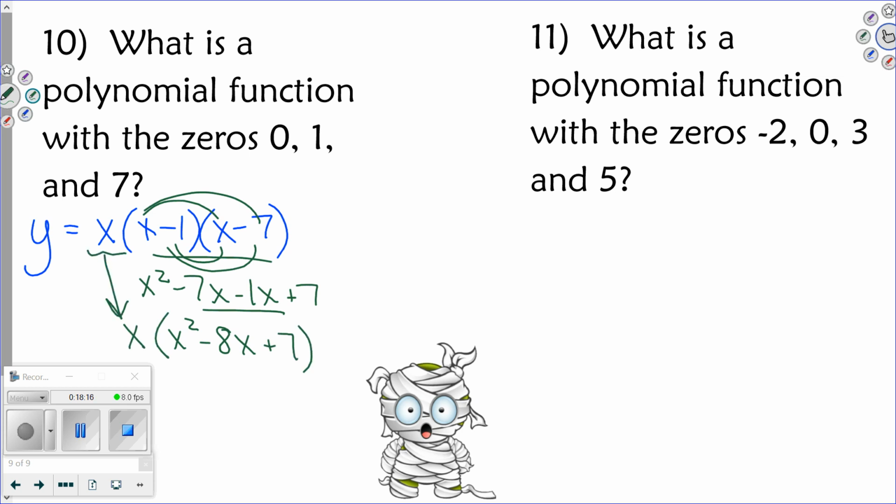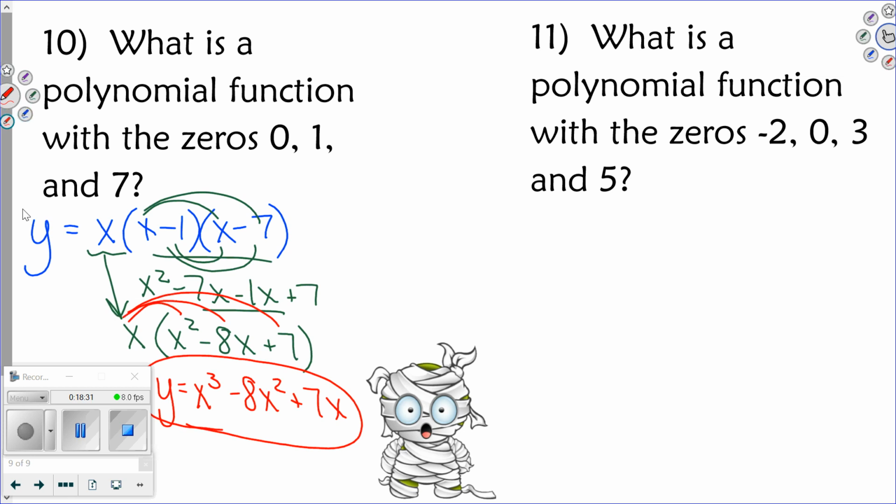And then don't forget to drop down baby brother. And we'll distribute him throughout. So we get x cubed minus 8x squared plus 7x. There's some more on my desk. All right. Questions on 10. How many of you got 10 right? Yay, that's quite a bit. Sometimes second attempt, that's okay.